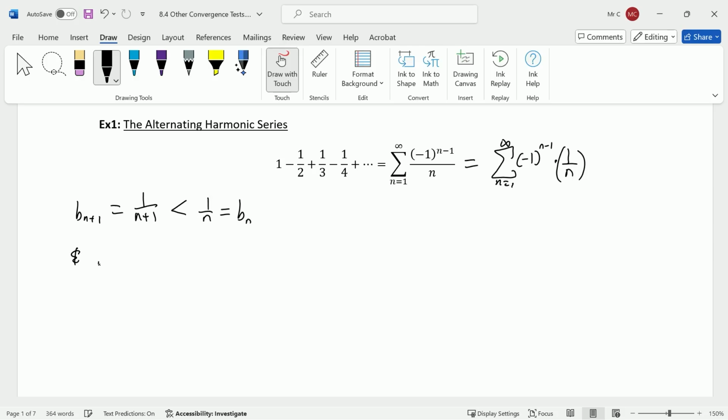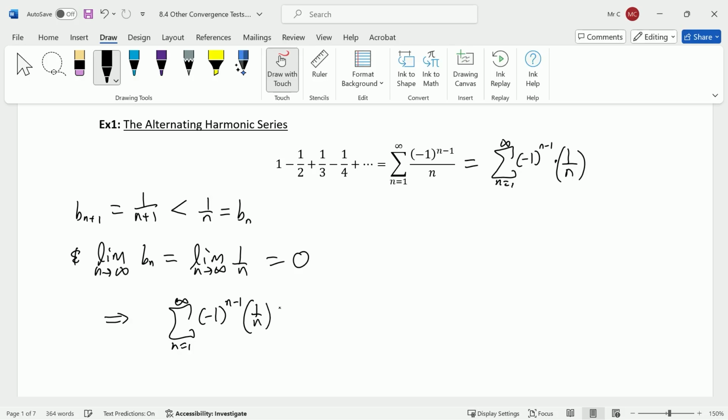And the limit as n goes to infinity of b sub n is the limit as n goes to infinity of 1 over n, which is obviously 0. So this is an alternating series. We've satisfied both of the additional conditions. So that implies the series converges by the alternating series test.